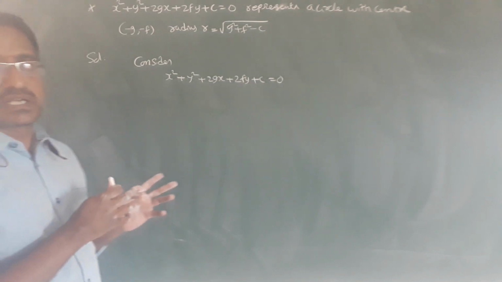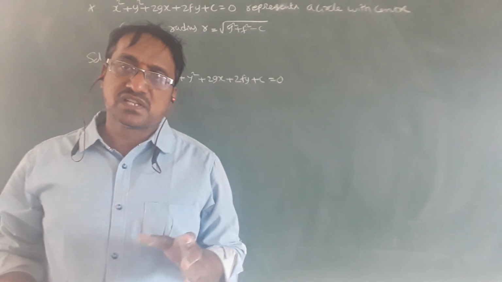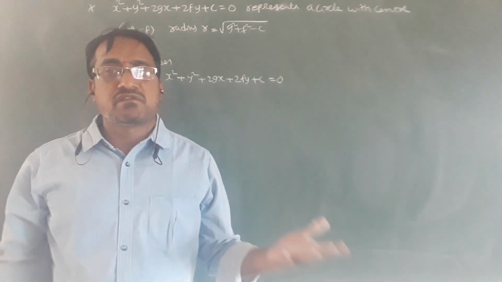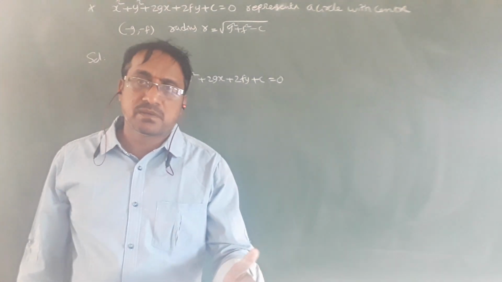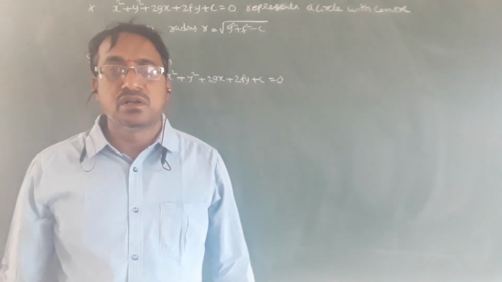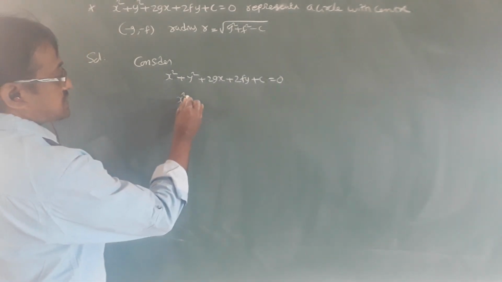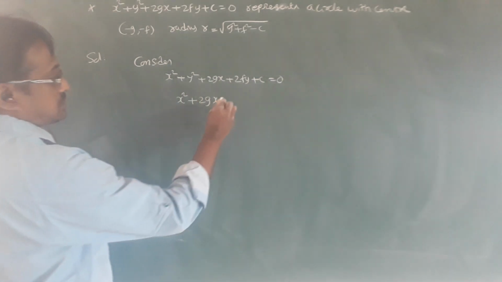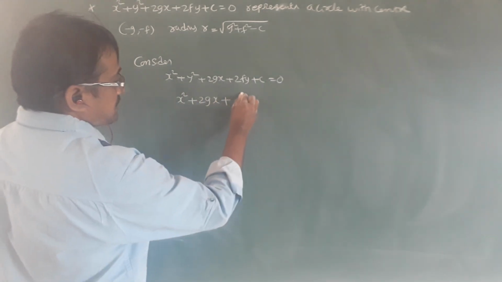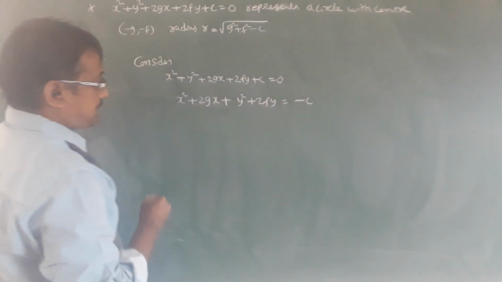We have to show that it is a circle equation. Now we know how the equation of a circle looks. It will be of the form (x minus h) whole square plus (y minus k) whole square is equal to r square. So let us convert this equation into that form. x square plus 2gx plus y square plus 2fy is equal to minus c.